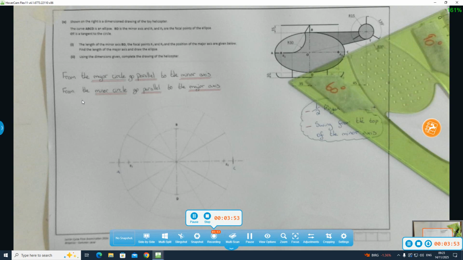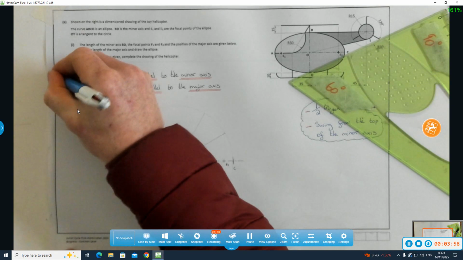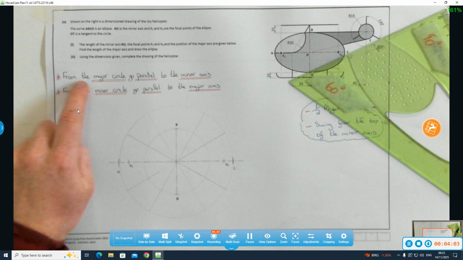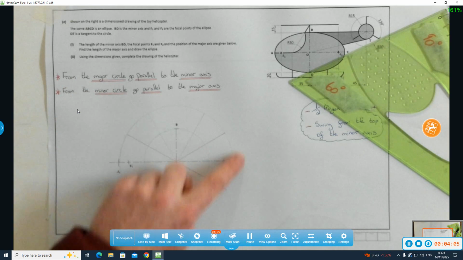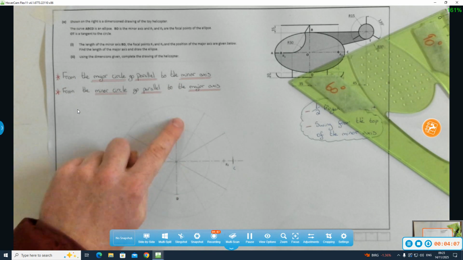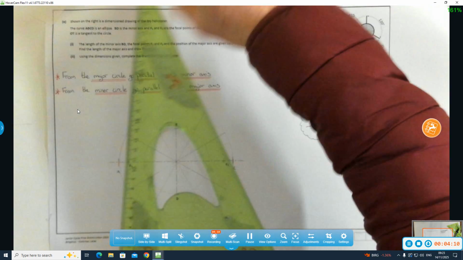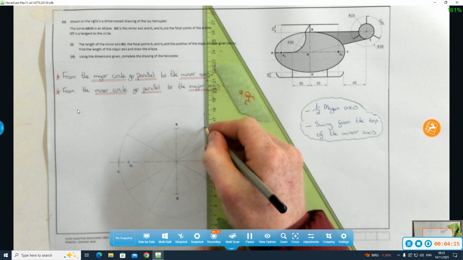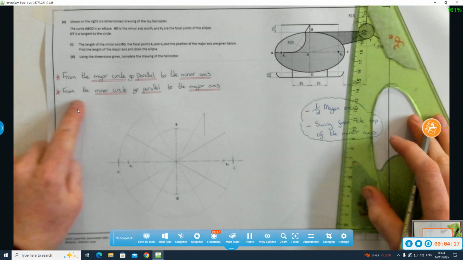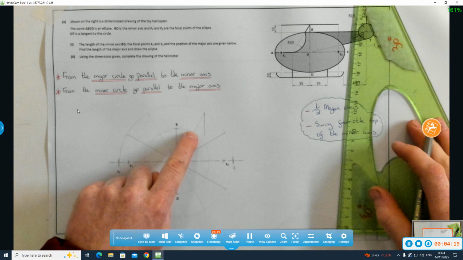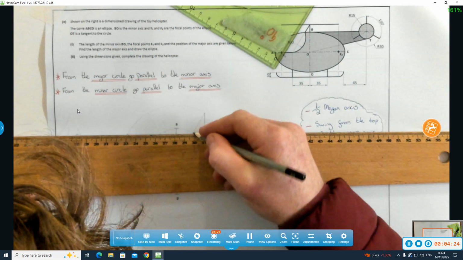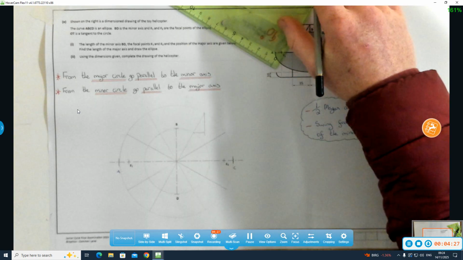I've just noted an important thing up here again. This is the best way of remembering how we set up our ellipse. From the major circle, that's the big one, go parallel to the minor axis. So where these 60-30 lines hit the major circle, we go parallel to the minor axis. From the minor circle, where the 60-30 line hits the minor circle, you go parallel to the major axis. The major axis is running this way. So that's how we set up our triangles.